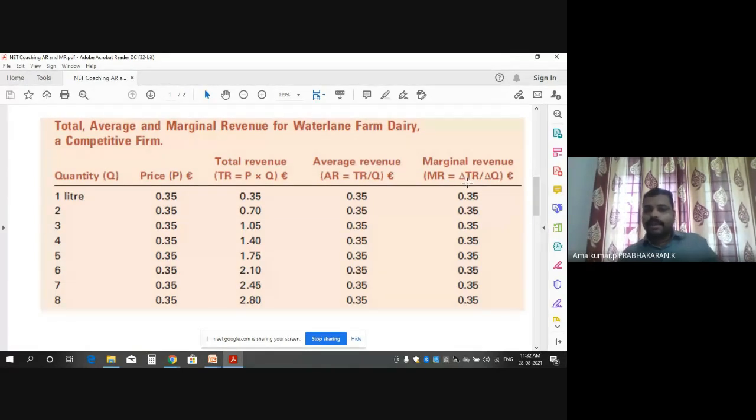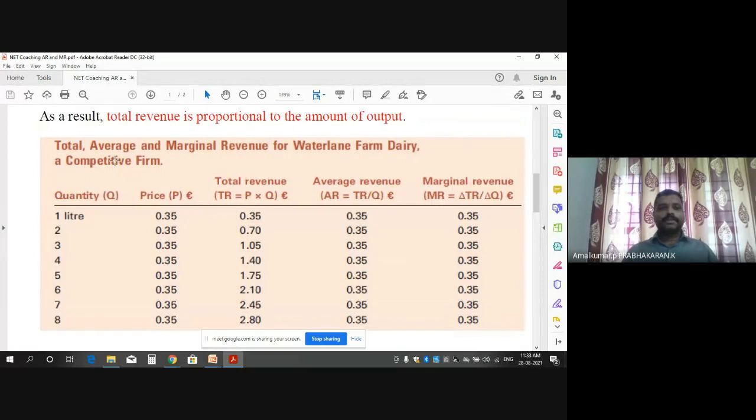So the change in the total revenue is 0.35. Dividing 0.35 by the change in the total quantity, which is 1, we get 0.35 as the marginal revenue. This way we compute the marginal revenue. So this is an example of calculating the total revenue, average revenue, and marginal revenue.